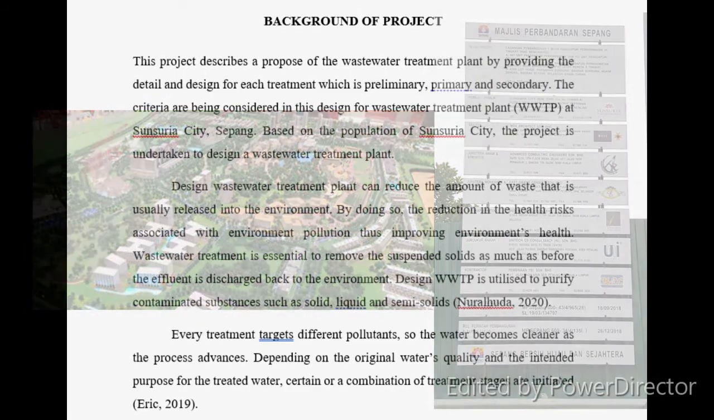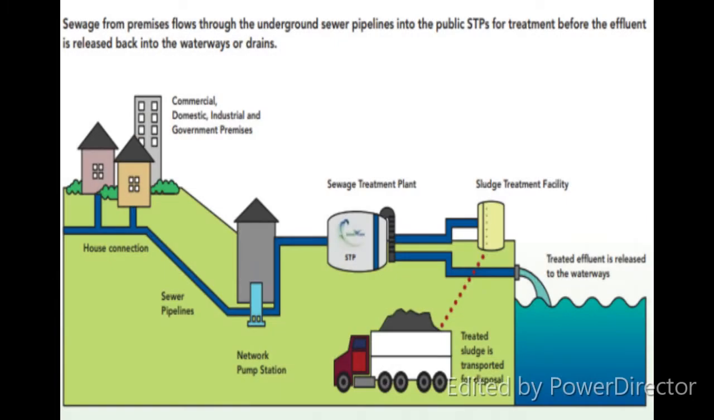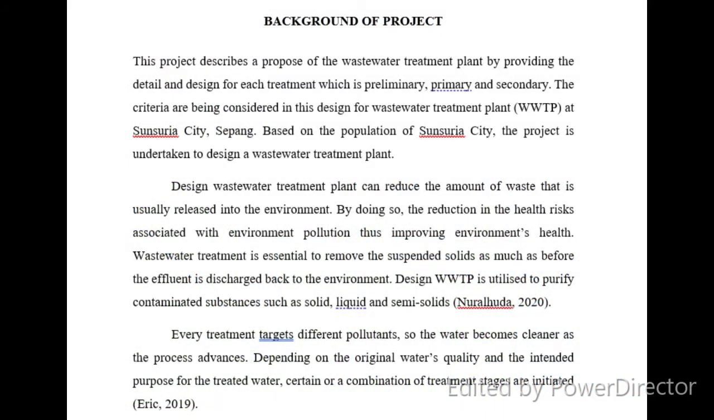Based on the population of Sensoria City, the project is undertaken to design a wastewater treatment plant. A designed wastewater treatment plant can reduce the amount of waste that is usually released into the environment. By doing so, the health risks associated with environmental pollution are reduced, thus improving environmental health. Wastewater treatment is essential to remove suspended solids as much as possible before the effluent is discharged back to the environment. The WWTP is utilized to purify contaminated substances such as solid, liquid, and semi-solids.